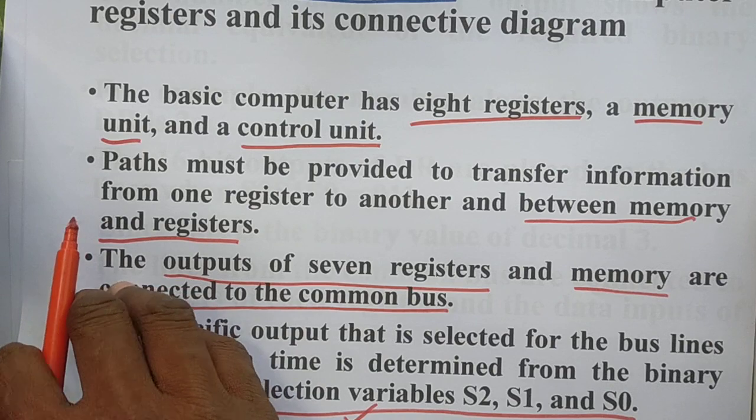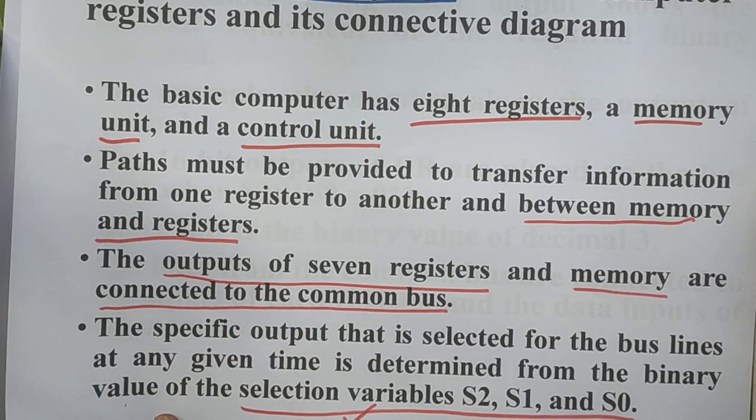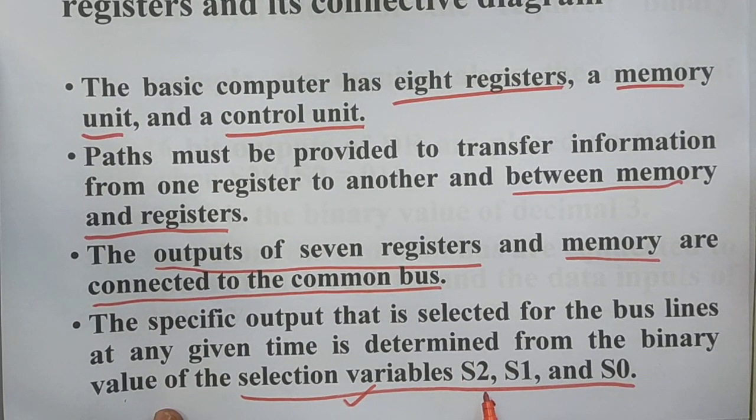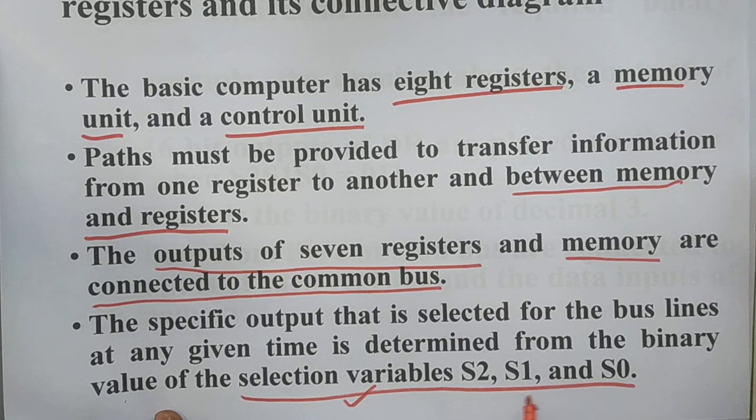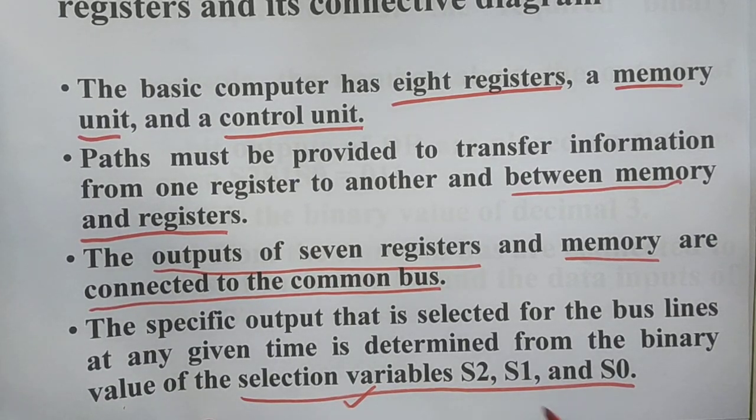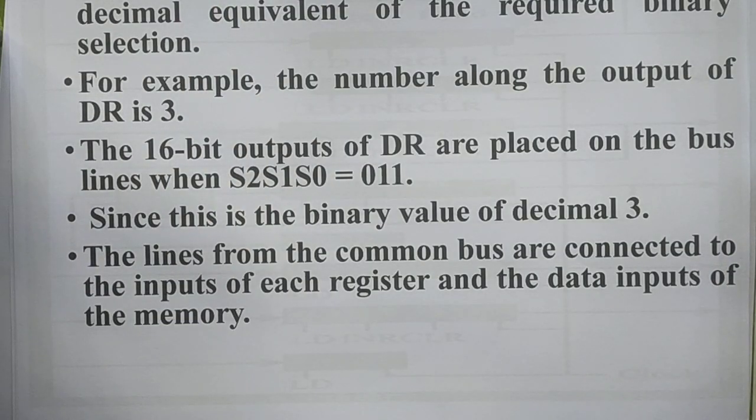So it will be activated or detected through the selection variables, and we take 3 selection variables: S0, S1, S2. Since it has 3 selection variables, we consider 7 registers and a memory. We will see how to design it, but before that I will discuss some basic concepts or basic requirements.